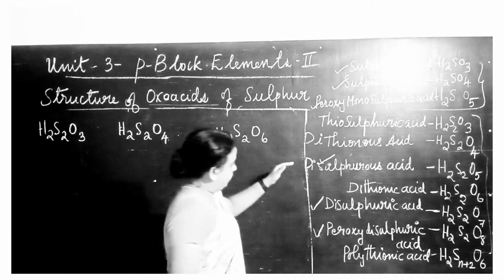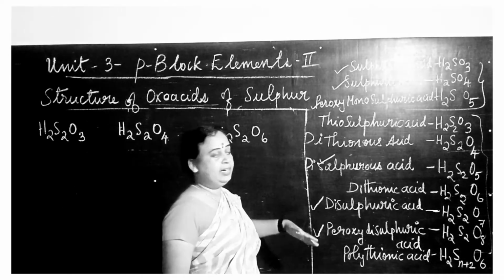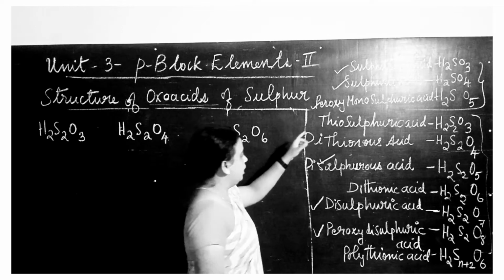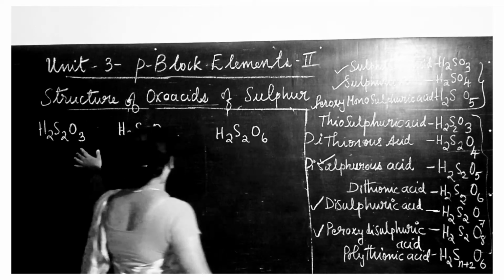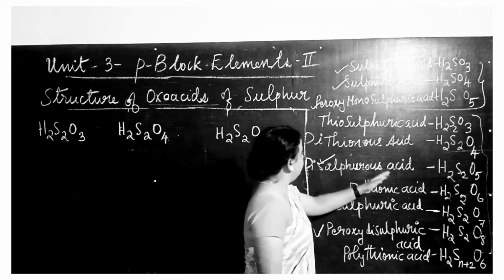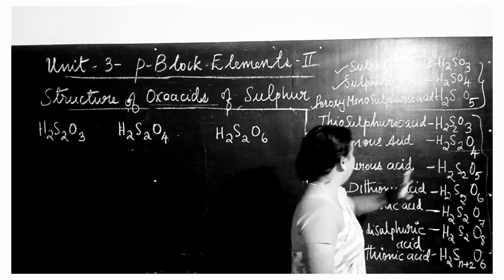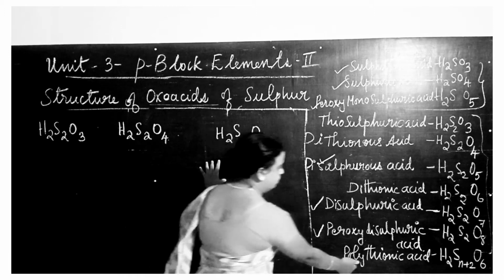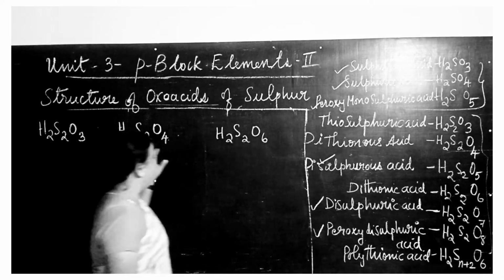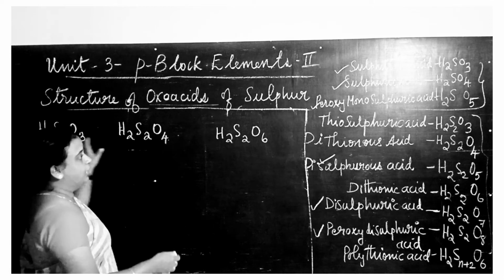Now let us draw the structure for the remaining 4 oxoacids of sulfur. So 6 we have already studied, the names and structures. So the remaining is H2S2O3. Then comes H2S2O4. Then comes H2S2O6, and then last the polythionic acid. So first let us start from H2S2O3.